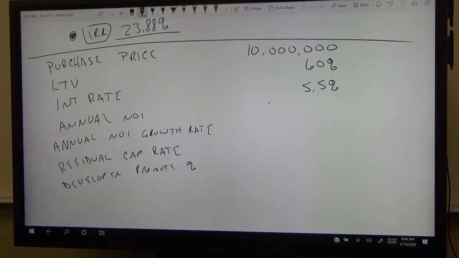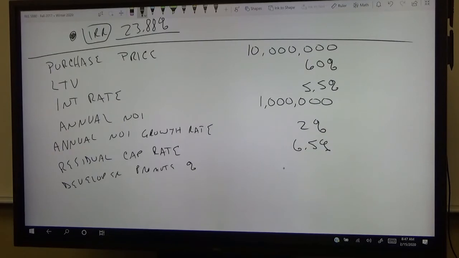It's gonna probably be $1 million or less. 2 million. Okay. All right. And the growth rate for the NOI? 2%. How much? 2. Okay. The cap rate on sale? 6.5. Okay.